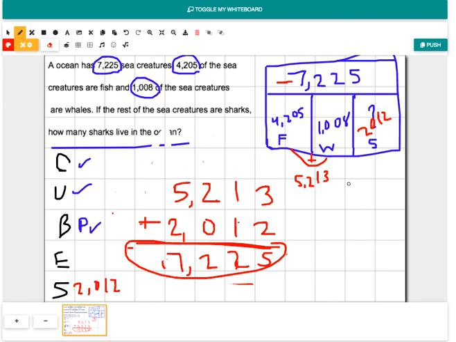All right, hopefully that helps you guys make sense. Those are two different ways you can solve a word problem. Please let me know if you have any questions or if you need me to explain some more.